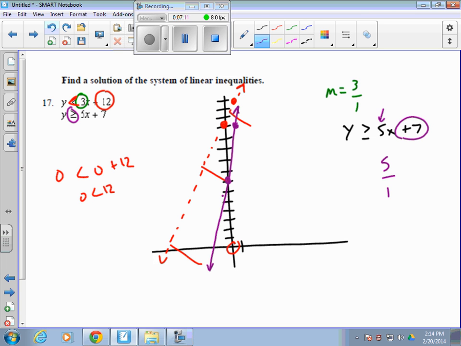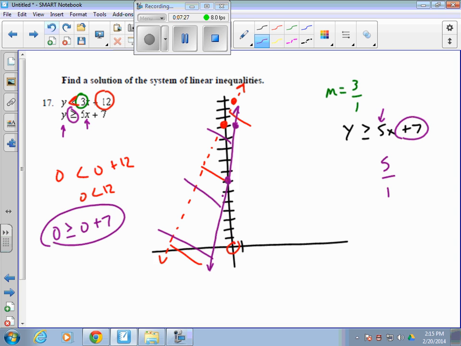Plug in 0, 0 since it doesn't go through it. 0 here is greater than or equal to anything times 0, which is 0, plus 7. Is 0 greater than or equal to 7? No. So you don't shade towards 0, 0. You shade the opposite way, which is this way.